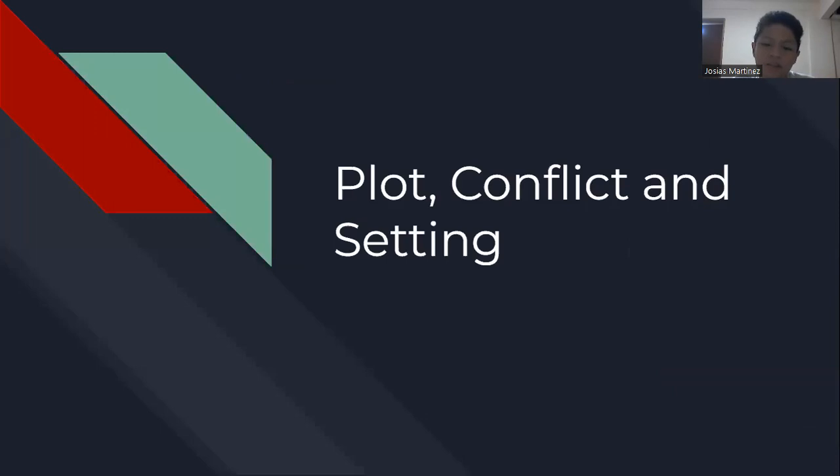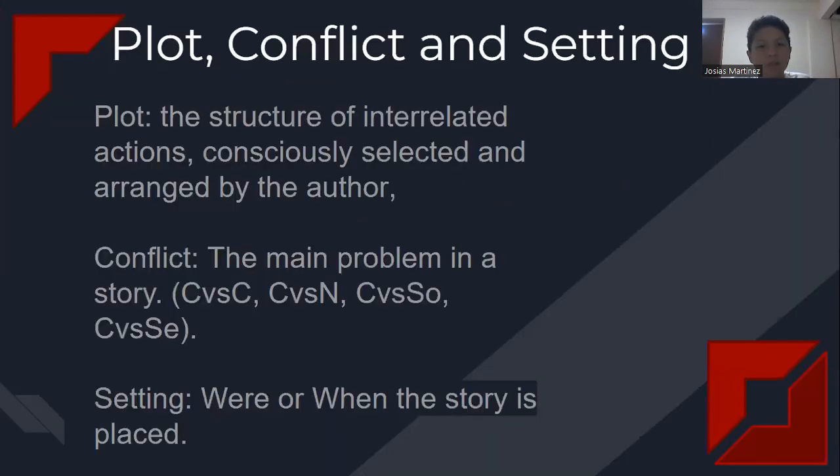Plot, conflict, and setting. The plot is the structure of interrelated actions, consciously selected and arranged by the author. Conflict is the main problem in a story. There is character versus character, character versus nature, character versus society, and character versus himself. The setting is where or when the story is placed.